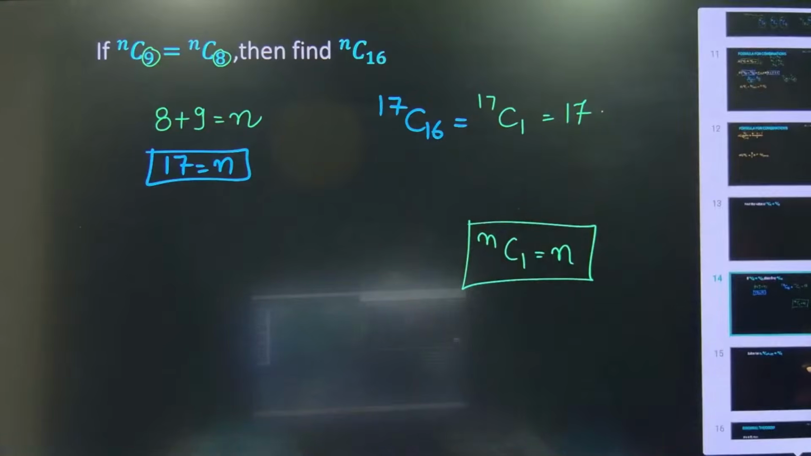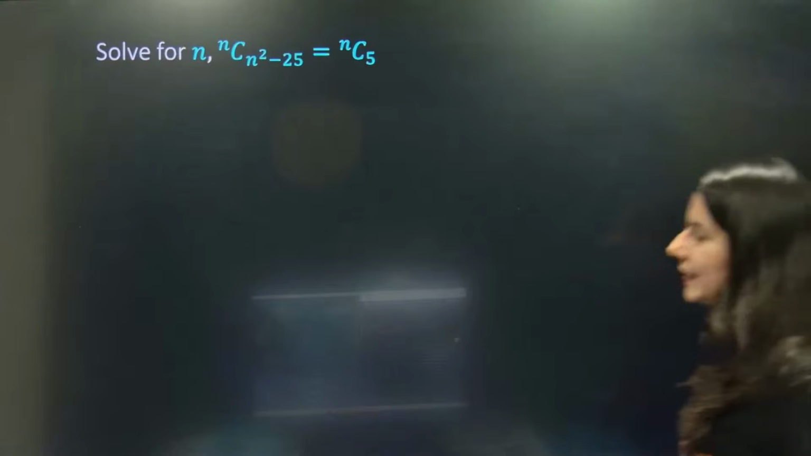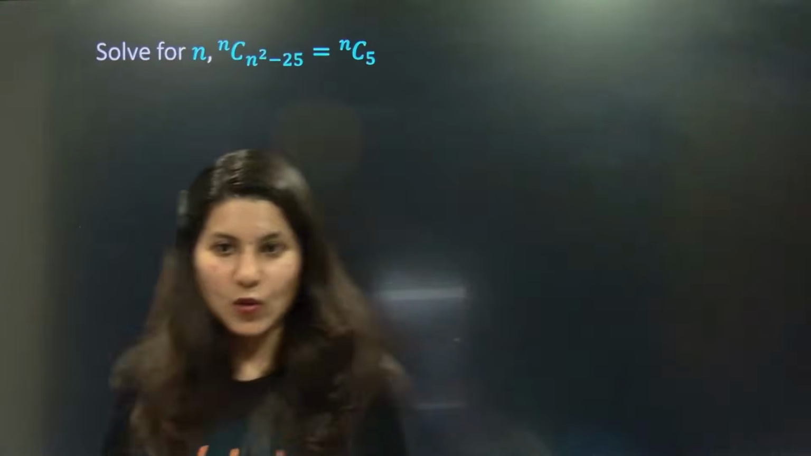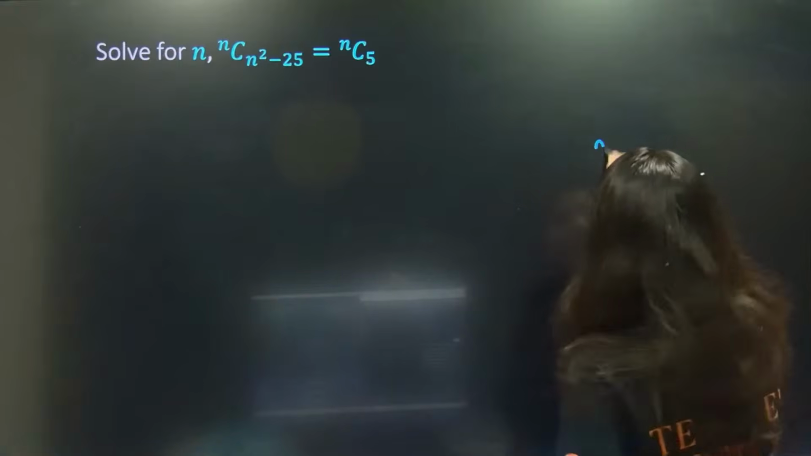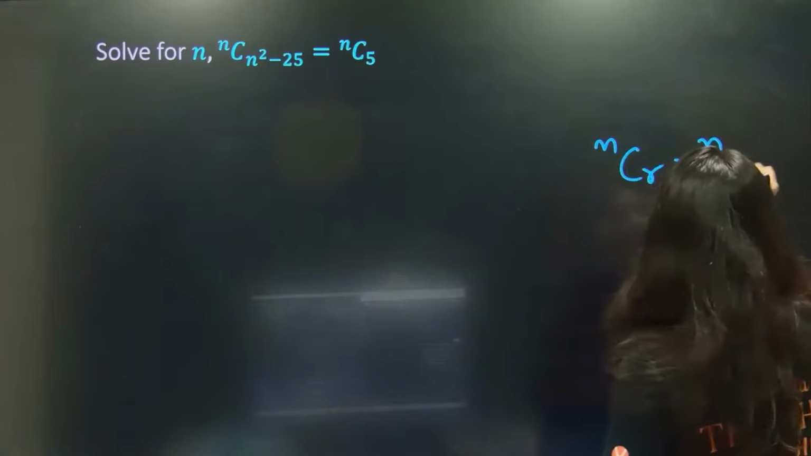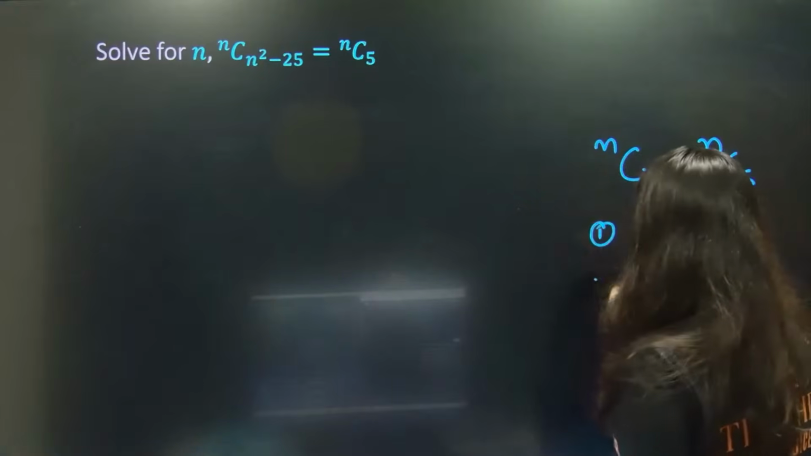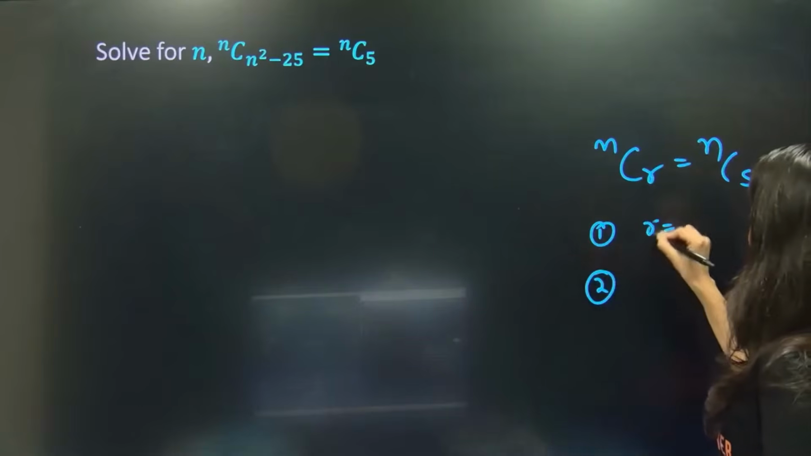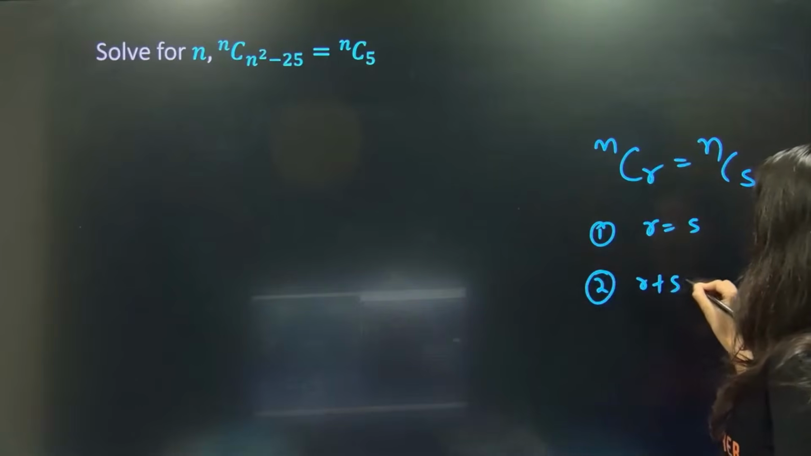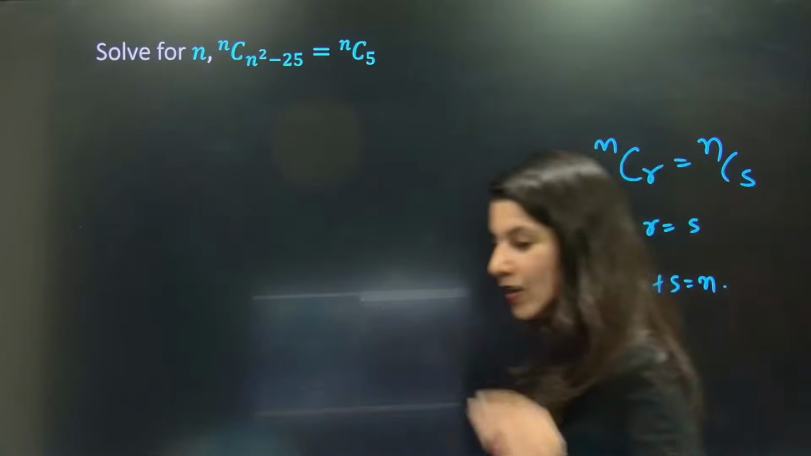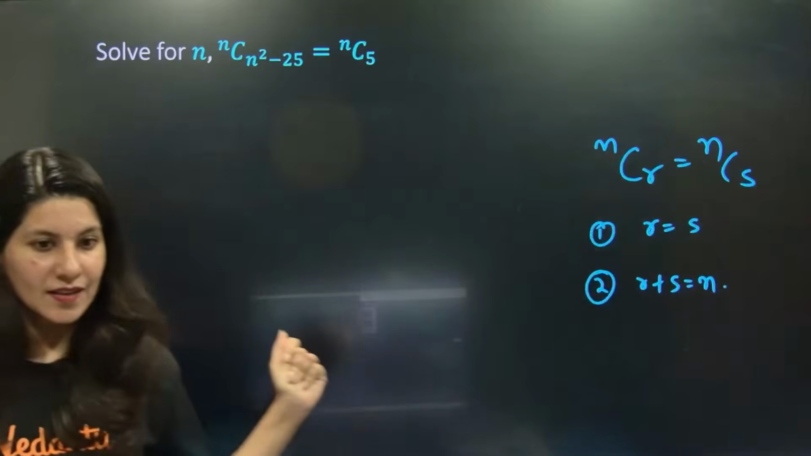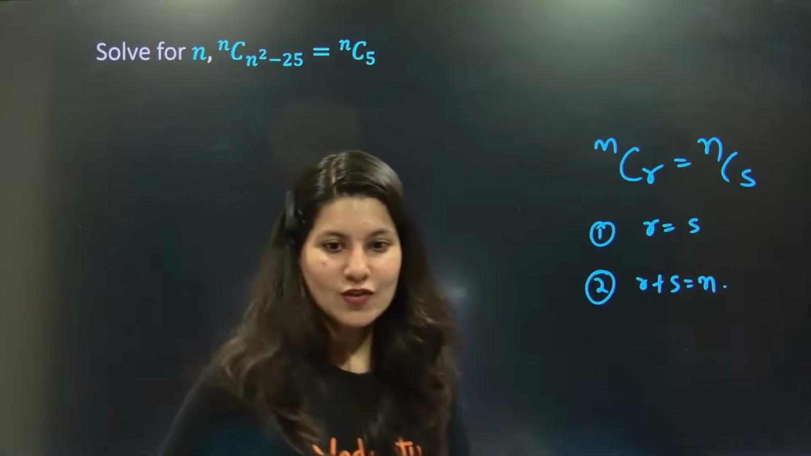Okay. Now, another question on your screen. Let me remind you the property. nCr is equal to nCs. This means two possibilities are there. r should be equal to s or r plus s should give you n. Quickly in the chat box.